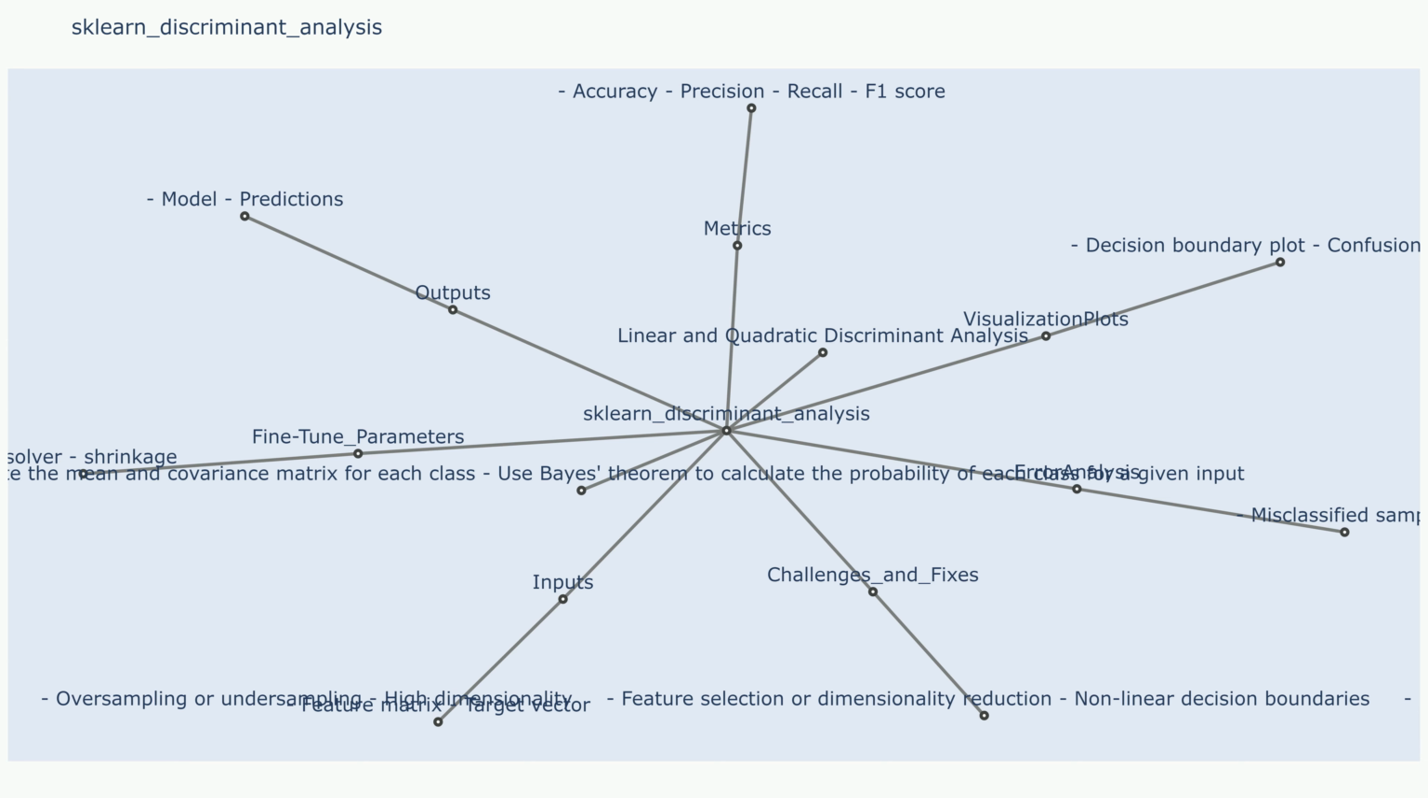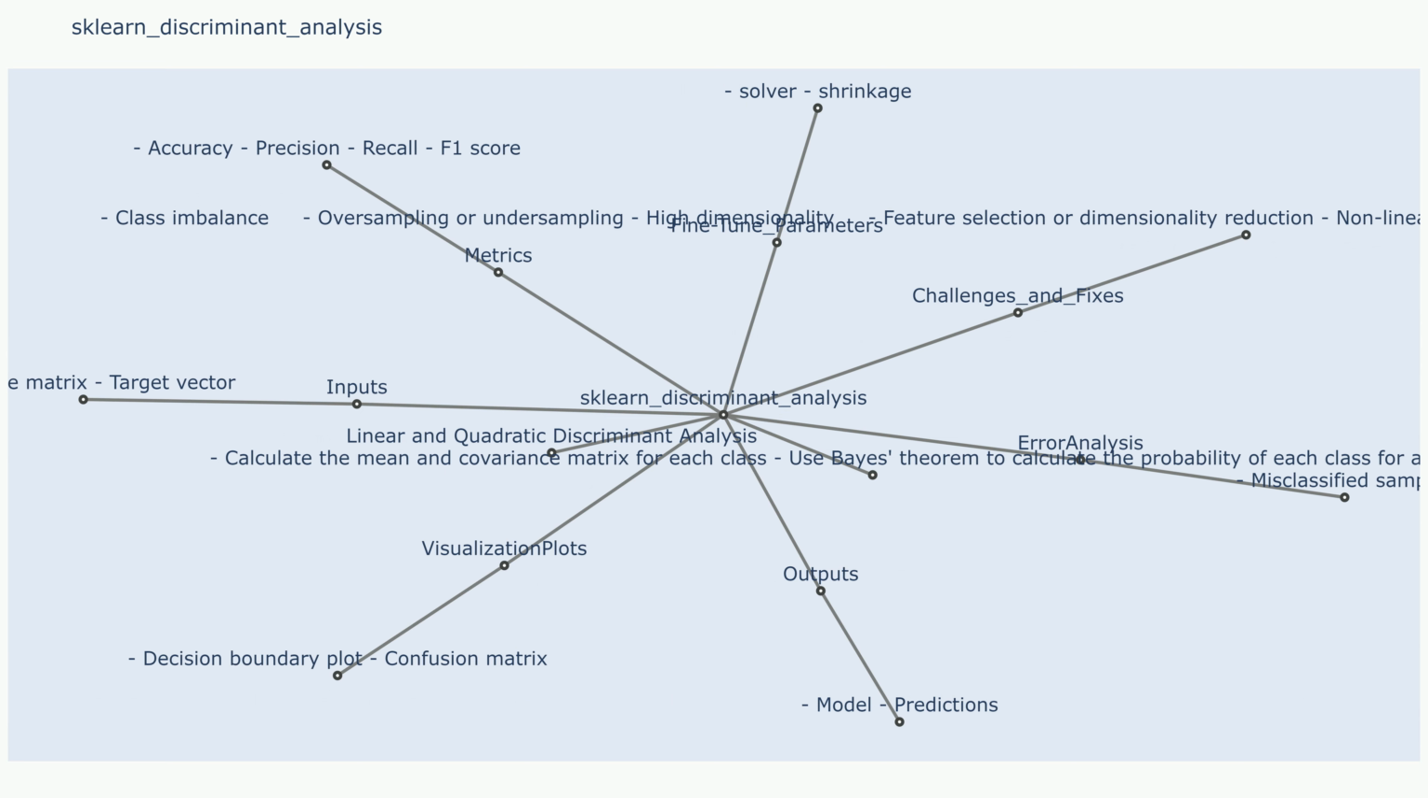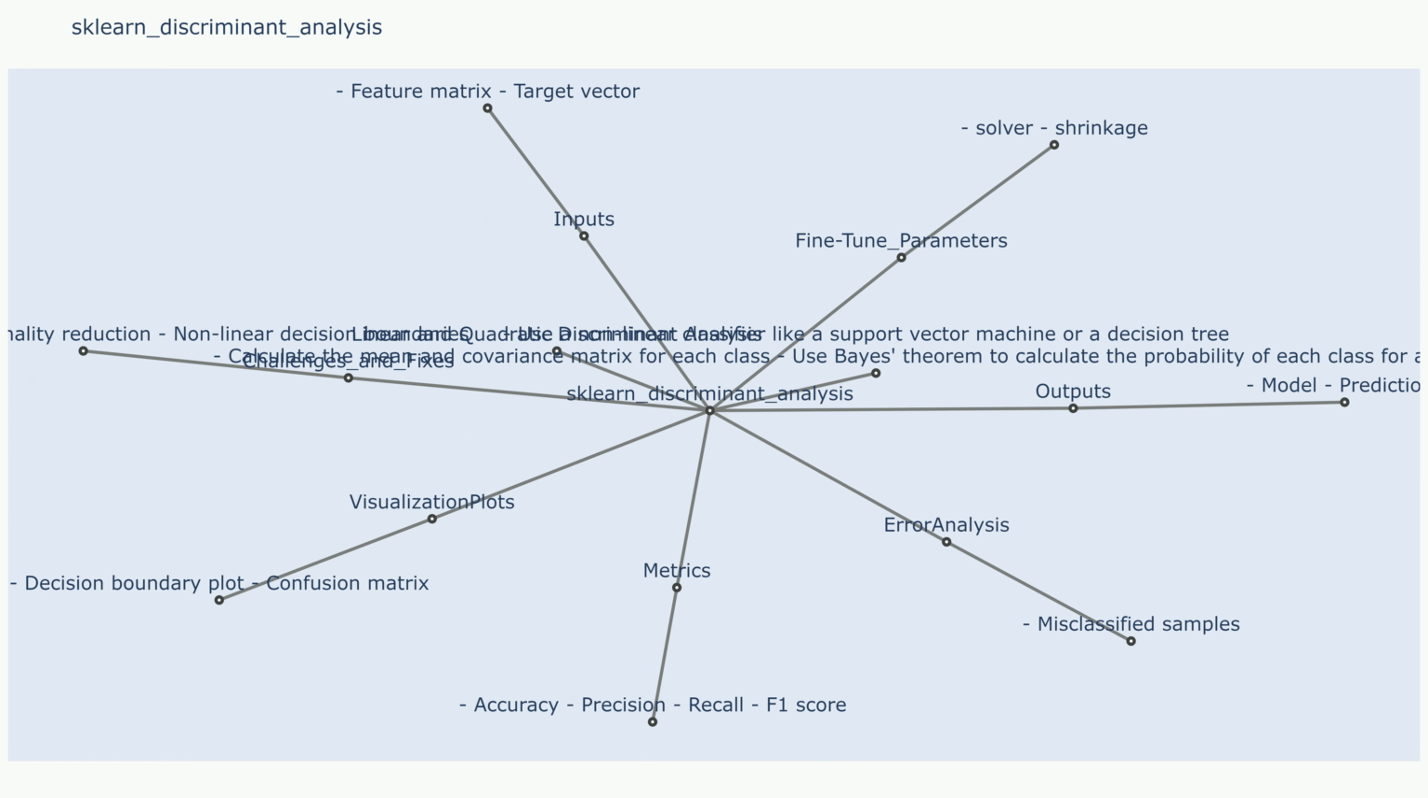Challenges and fixes. Challenge 1. Overfitting. When the model fits the training data too closely, it may perform poorly on unseen data. Overfitting can occur in high-dimensional datasets or with limited training samples. Sample use case that resulted in challenge 1. A small dataset with many features resulted in a model that perfectly classified the training data but had low accuracy on a test set.